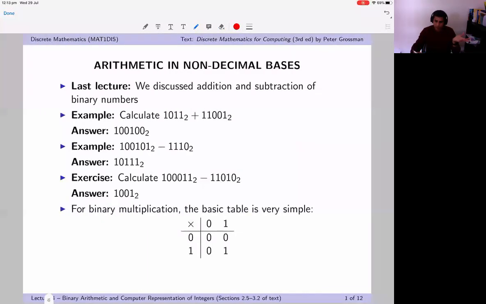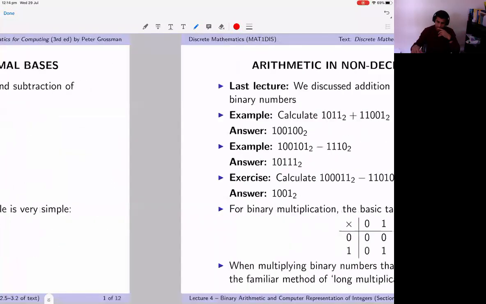For example, if I want to multiply 0 times 0, it is 0. 0 times 1, it is 0. 1 times 0 is 0. 1 times 1 is 1. Yeah, so that's how these tables work.